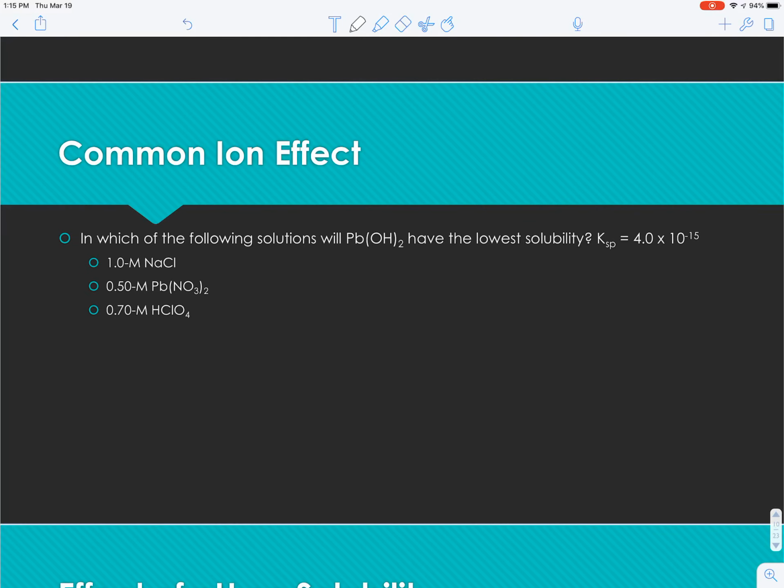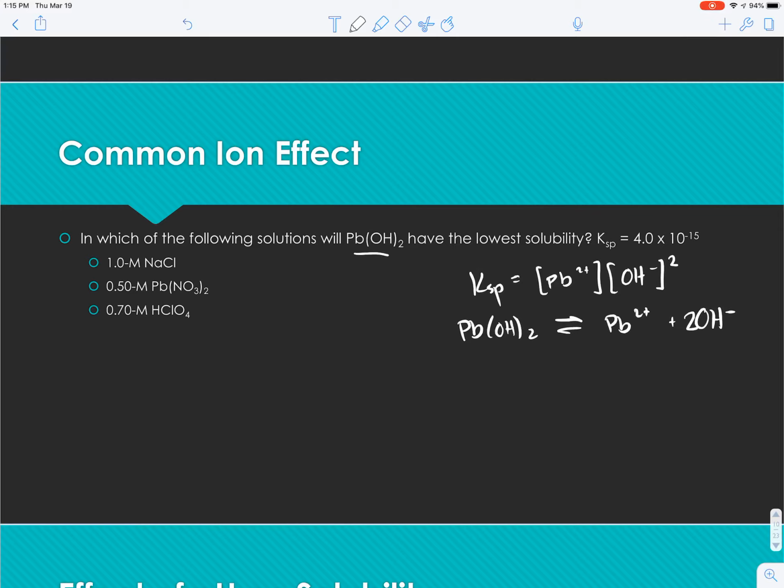In which of the following solutions will PbOH2 have the lowest solubility? So just to remind ourselves of what the math would look like on this, let's write out the KSP expression, which would be this, okay? And in order to allude to Le Chatelier, if we need to, we can also write this.